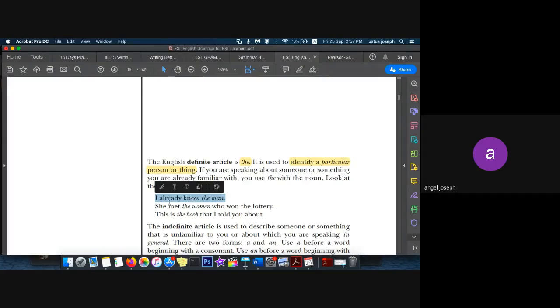If you think about this sentence, imagine there is no the here. The is not mentioned. I already know man. Do you think the meaning is correct then? No. The should be there. I already know the man. Why did we put the? Because there is a requirement. We need to put man into some boundary. That is what this word the is doing.